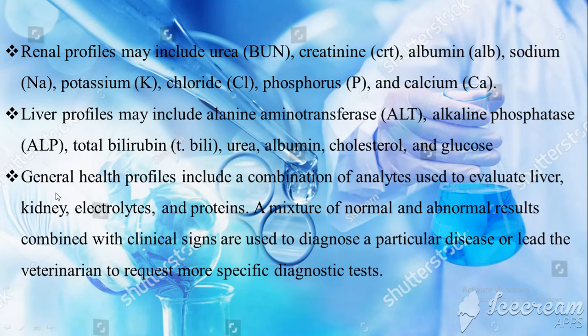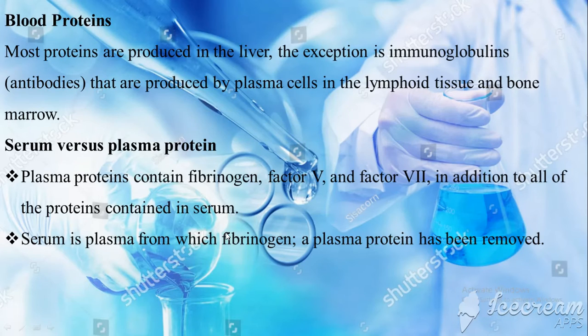Or if I want to evaluate a general health profile, I use the previous liver profile and renal profile, plus the electrolytes and the proteins. Blood proteins, all of them or most of them, are produced in the liver. The exception is immunoglobulin, I mean antibody, which is produced by plasma cells. We talk about this situation in immunology.